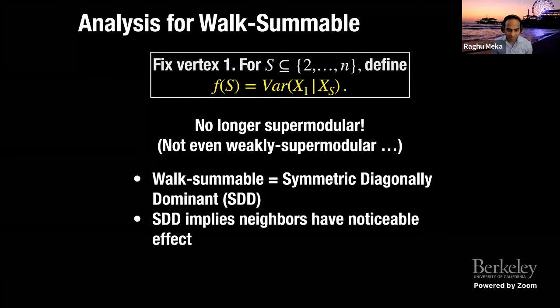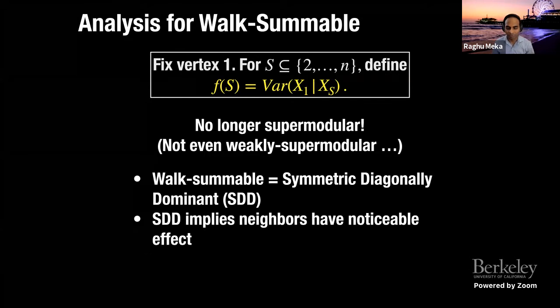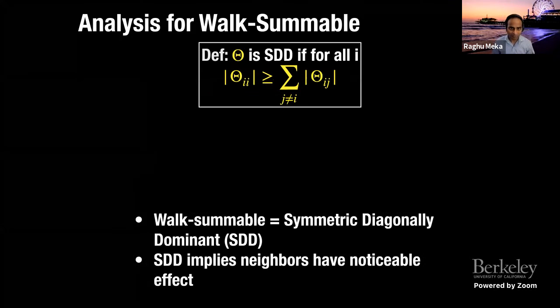So the analysis kind of has two steps. First, we reduce to the case of symmetric diagonally dominant matrices, something that are easier to study. And once we go to SDD matrices, we show some structural results, the most important of which is that every neighbor would have a noticeable effect on your conditional variance. So let me elaborate on these in the next 2 minutes.